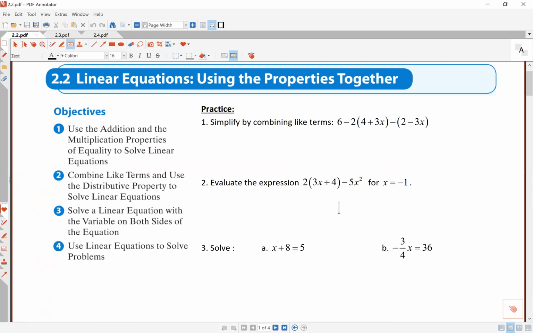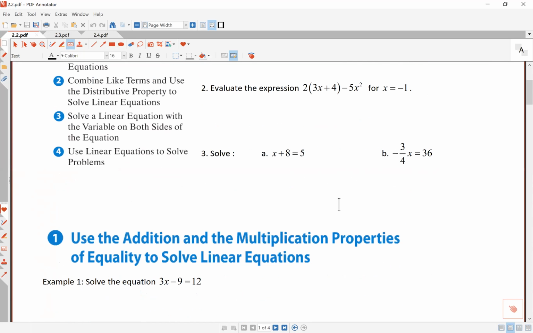So what I mean by using the properties together is example or practice 3a. This says that x plus 8 equals 5. The first property says that you can subtract 8 from both sides. And 5 minus 8 is negative 3.